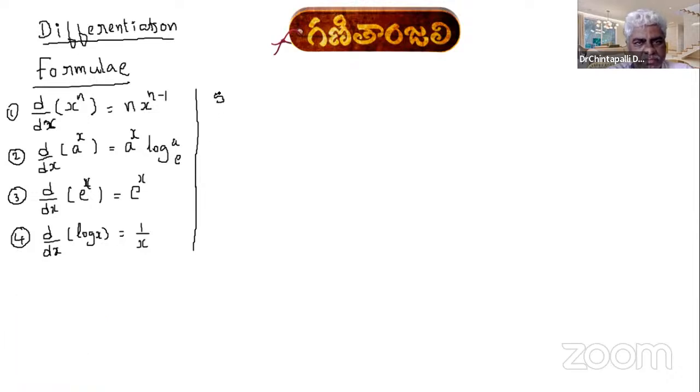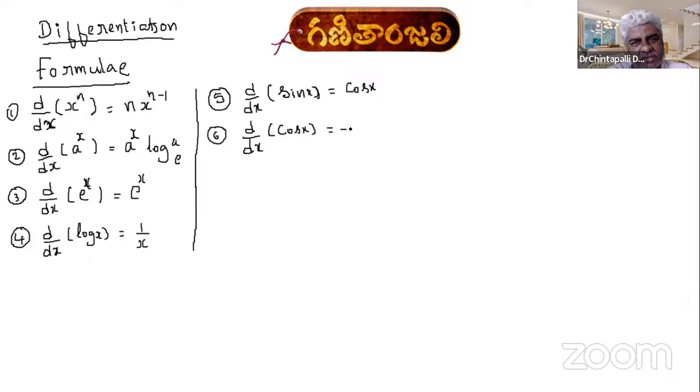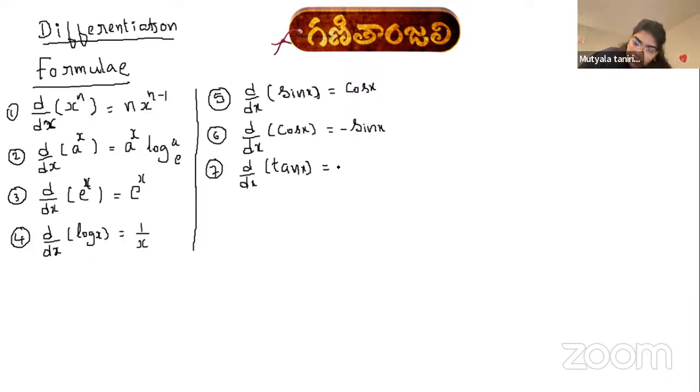Formula. d by dx of sin x is cos x. d by dx of cos x is minus sin x. d by dx of tan x is sec square x.